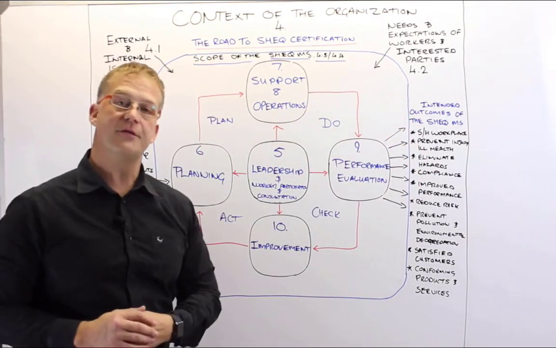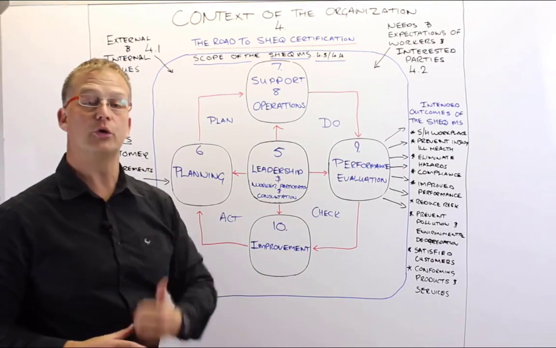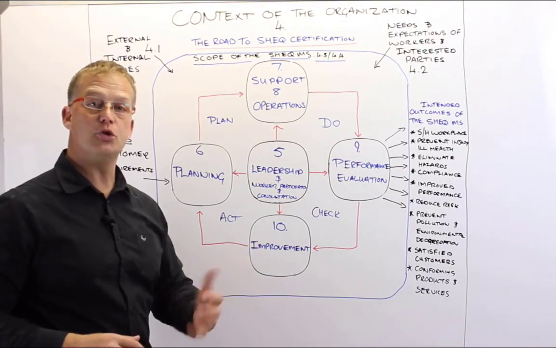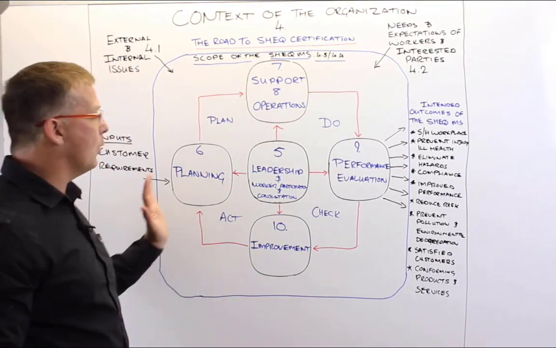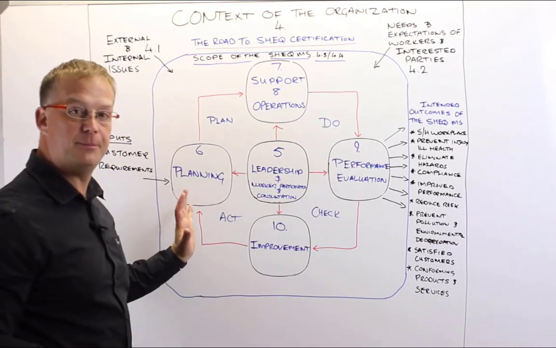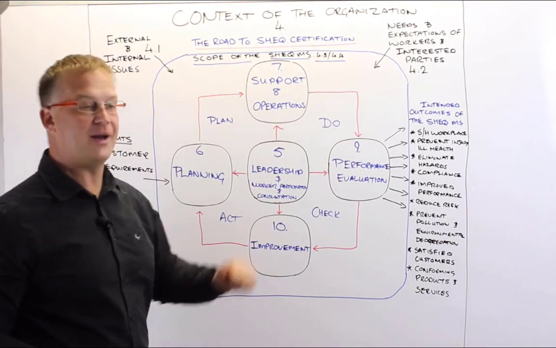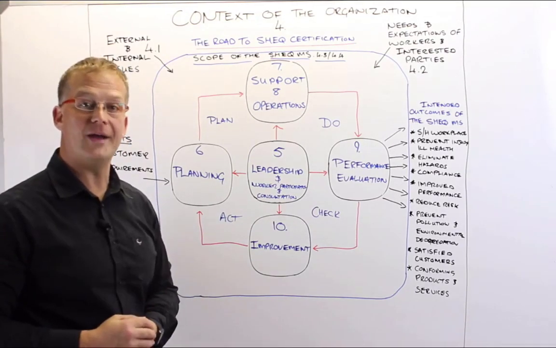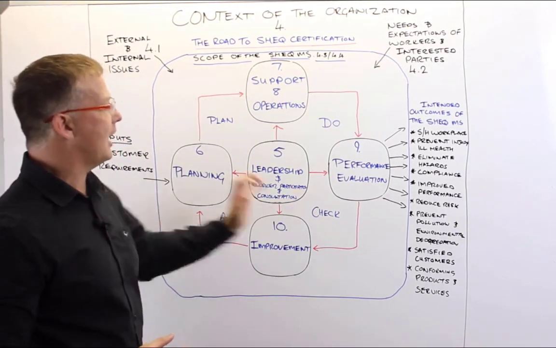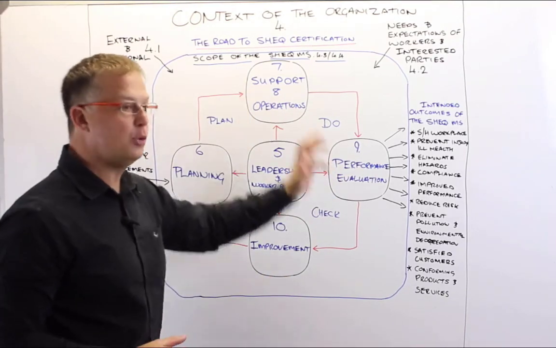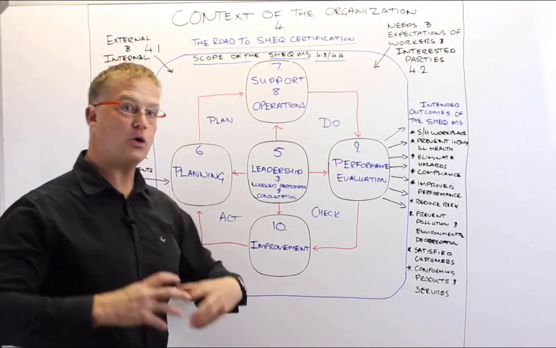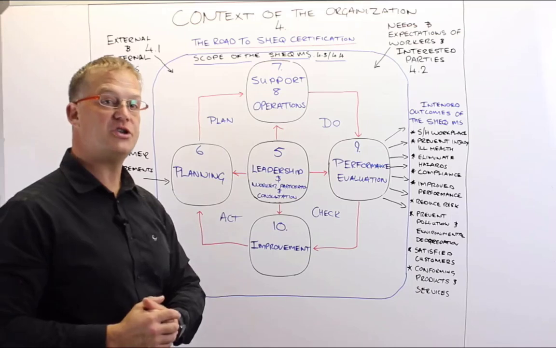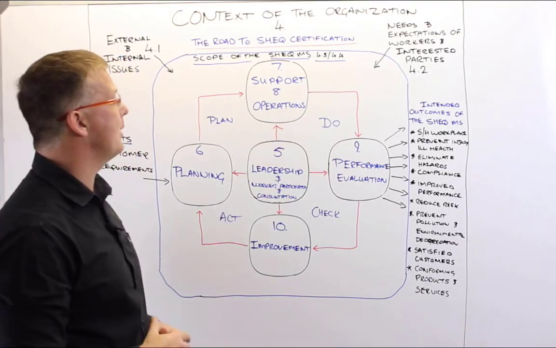So within Clause 7, support, we look at 7.1, resources. 7.2, we look at competency. So what are the competency requirements of the people who are going to affect the SHEQ management system? In 7.3, we'll have a look at awareness. How can we make people, our workers, our employees, visitors, contractors, aware of our SHEQ needs and expectations and our requirements?